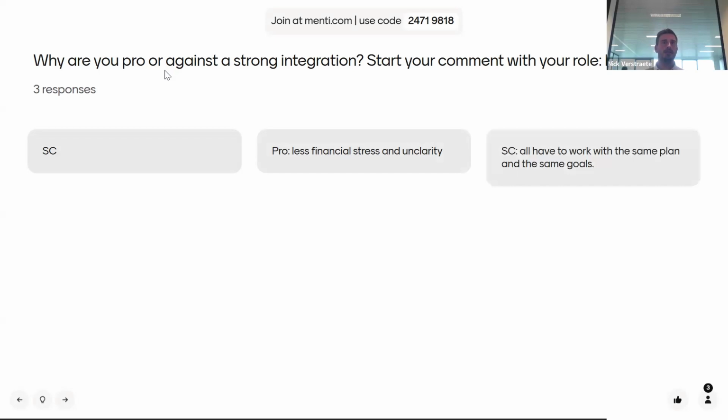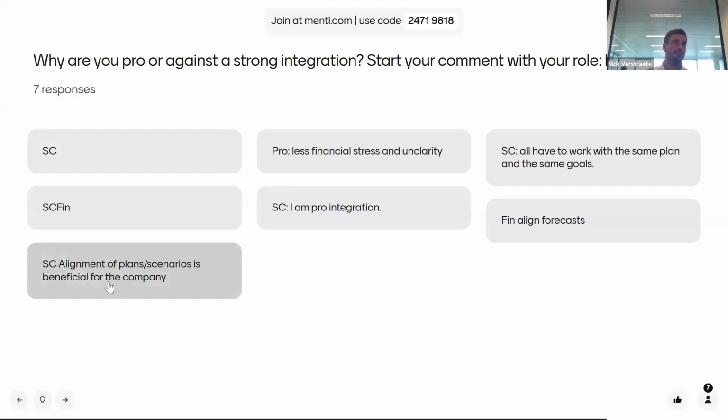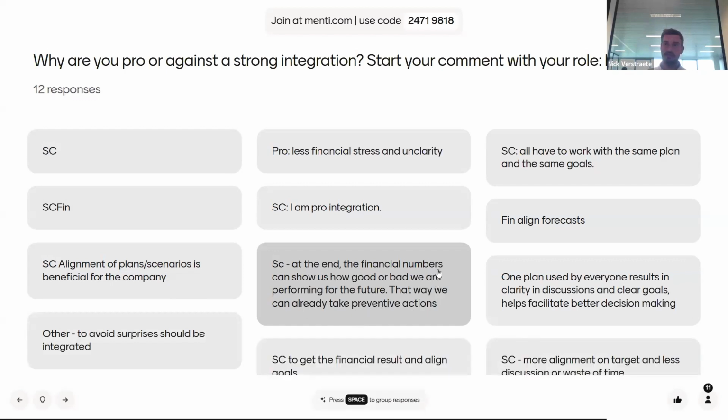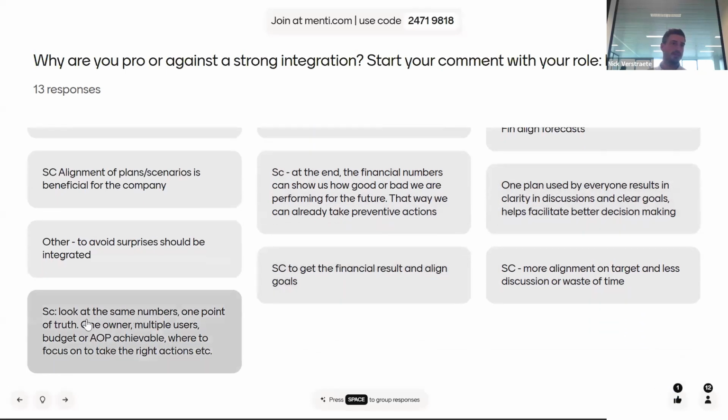Less financial stress and unclarity. All have to work with the same plan and the same goals. Integration of finance, aligned forecasts, alignment of plans and scenarios is beneficial for the company. So a holistic perspective. At the end, the financial numbers can show us how good or bad we are performing for the future. That way we can already take preventive actions to avoid surprises, so it should be integrated. One plan used by everyone results in clarity in discussions and clear goals, helps facilitate better decision making, and we look at the same numbers.